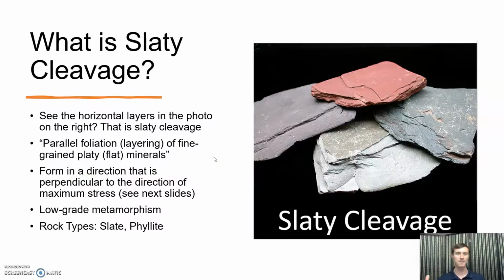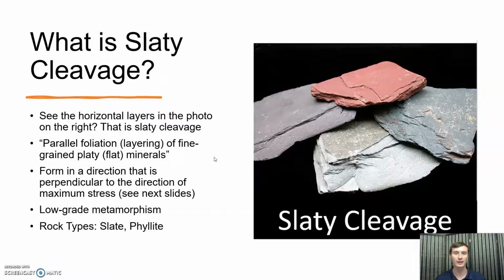What does this mean? Well, let's say that we took a patch of unaltered, unmetamorphosed rock. We expose it to high heat and high pressure, squeezing it from the sides. Well, because the pressure is coming in from this direction, we know that the slaty cleavage will end up looking like this in the rock. It forms perpendicular to the direction of maximum stress or maximum pressure. This is an example of low-grade metamorphism.